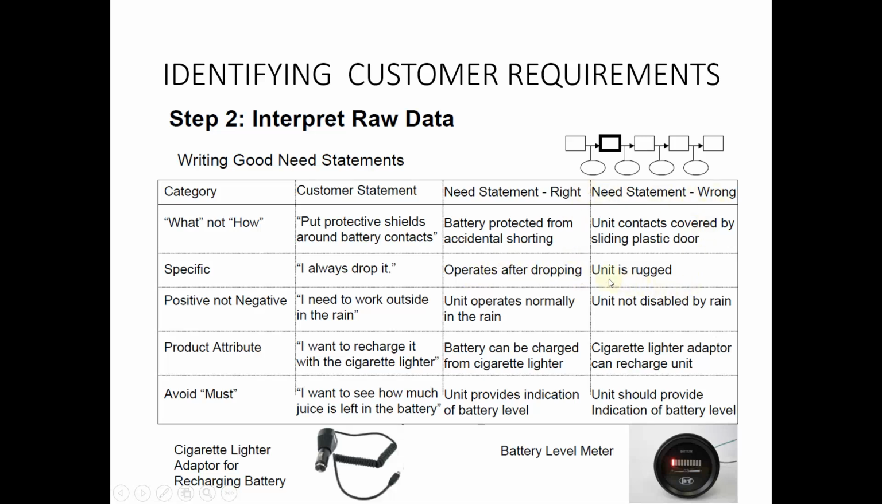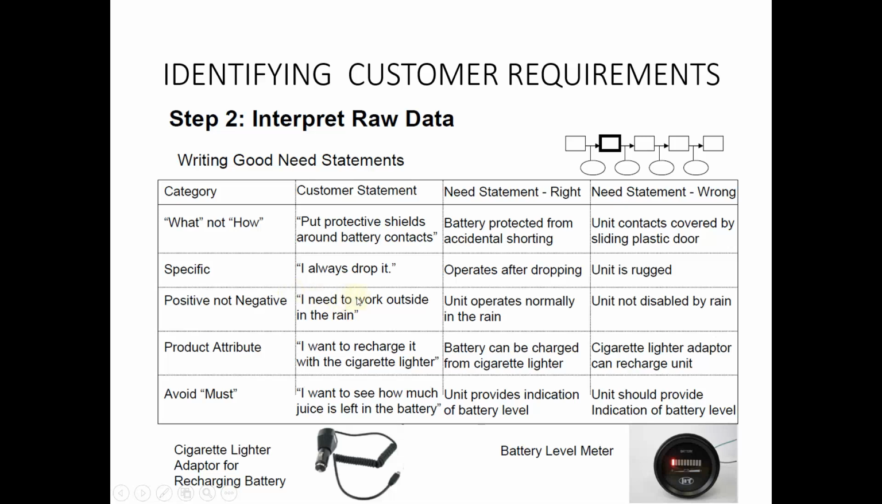The wrong statement, or if we are mentioning it in a wrong way, is unit is rugged. So this is not what the customer meant. Actually what he needs is that the unit should operate, or the product should operate even after dropping. Then positive, not negative. So always positive statements should be used and not negative statements.